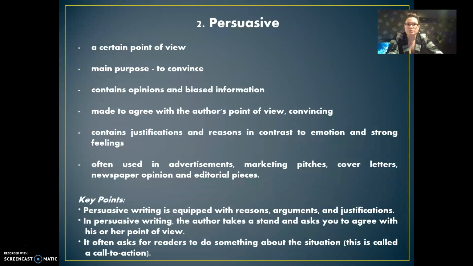The key points: persuasive writing is equipped with reasons, arguments and justifications. In persuasive writing, the author takes a stand and asks you to agree with his or her point of view. It often asks readers to do something about the situation, and if this is the case, it is called a call to action.